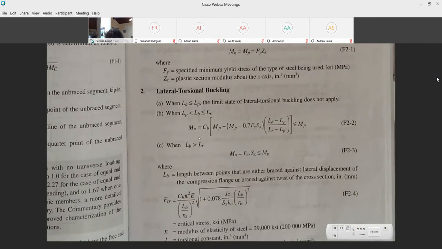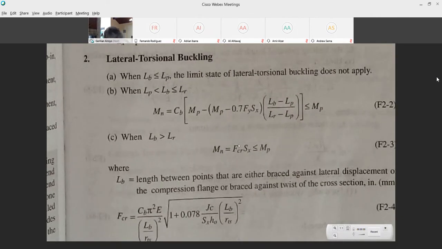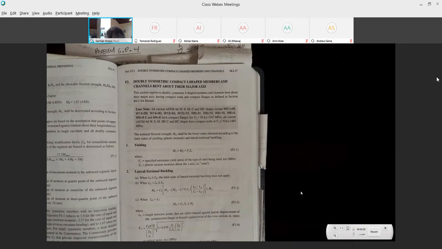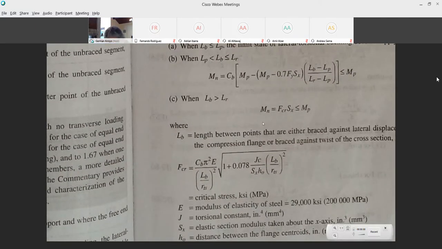But this is one of the biggest problems that I find in the exam. Whenever we have this situation, this critical stress, a lot of people make a mistake. This is not the critical stress for a column. It is for a beam. So you cannot go to the end of chapter 4 because that's the column. You have to find it in here. This is where this value has to be computed.